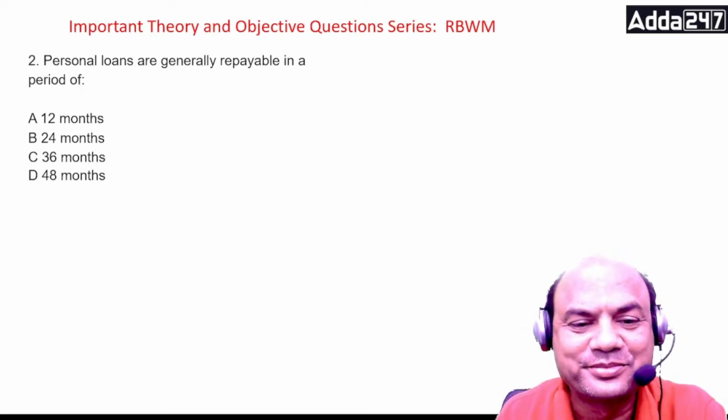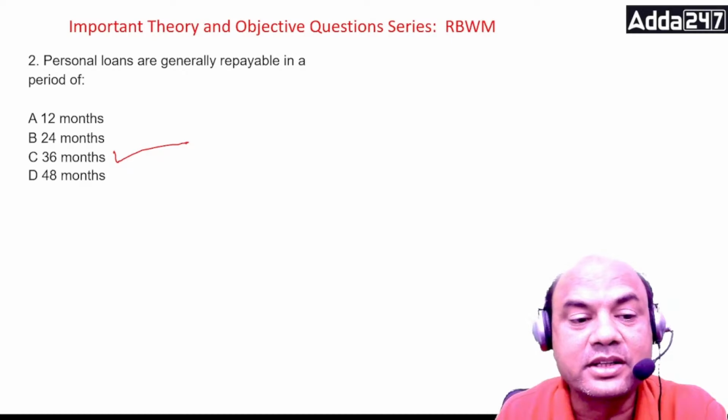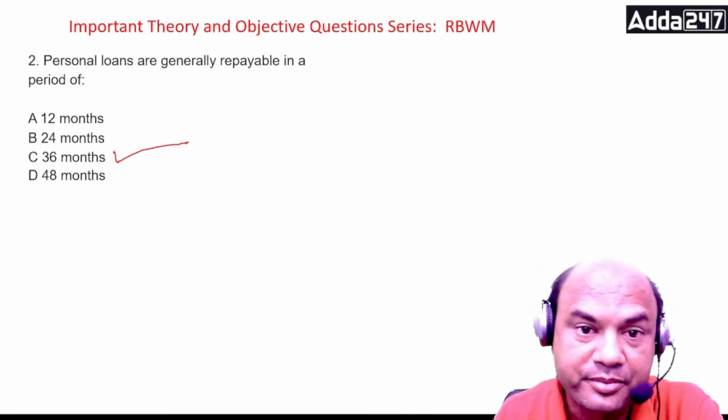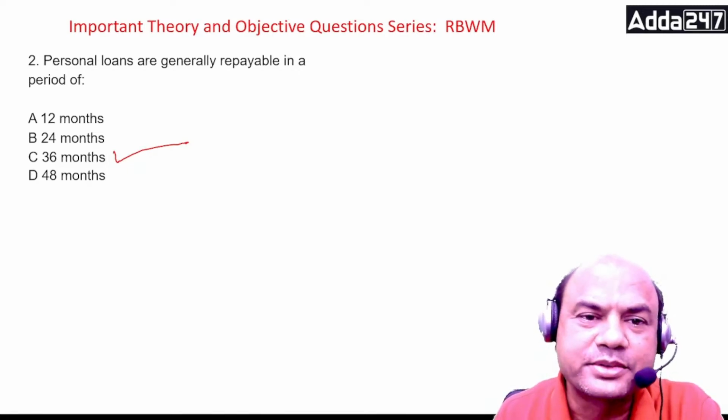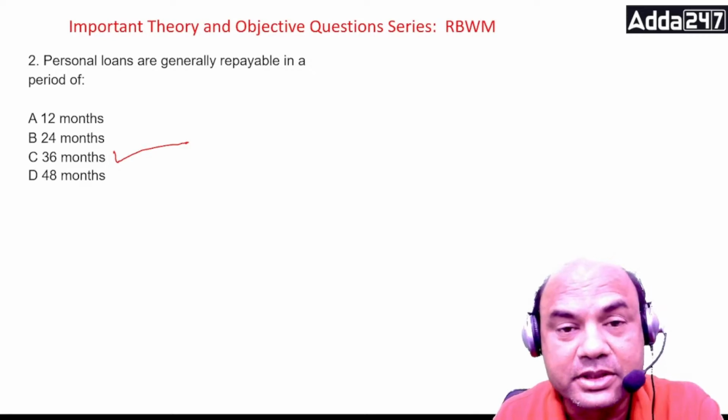Yes, it is 36 months. Kindly note, personal loans are generally repayable in a period of 36 months. Got it? See here, now banks have started giving PLs for 48 months also. Even 60 months, I have seen PLs.